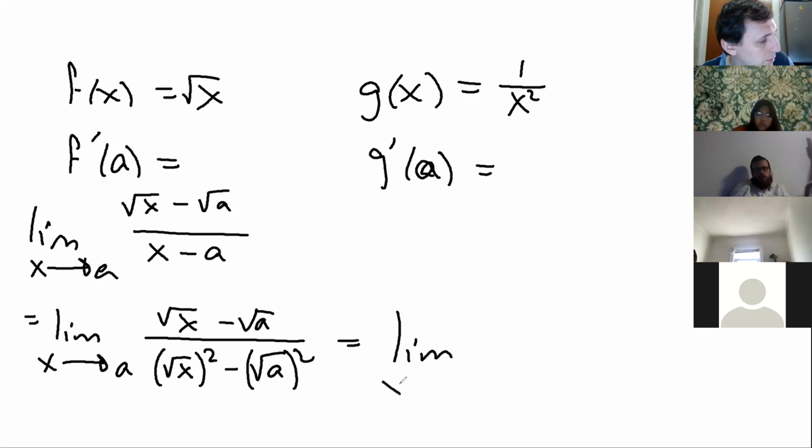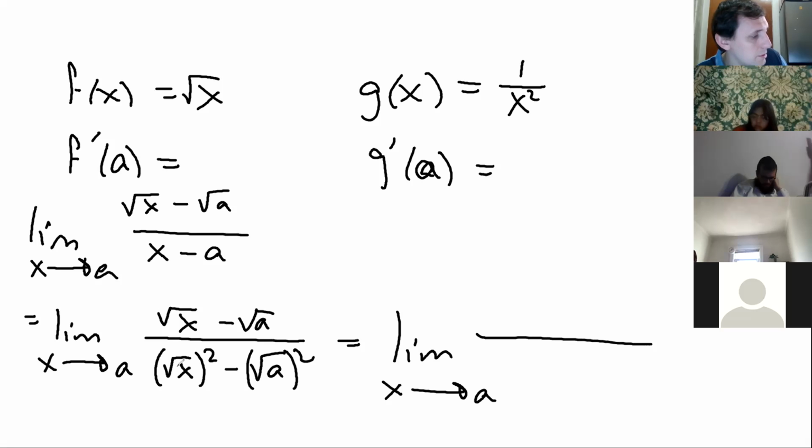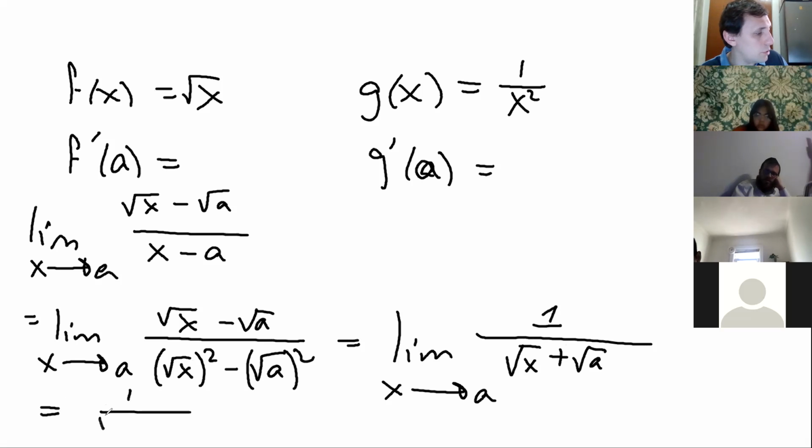I get the limit as x goes to a of, if you allow me to cross it out, this is just root x plus root a times root x minus root a. So I'm left with root x plus root a. And here we have 1. And so the result is 1 over root a plus root a, which makes it 1 over 2 root a.